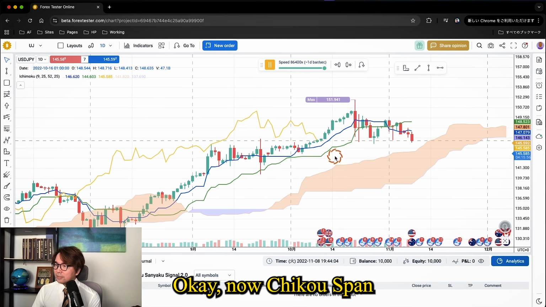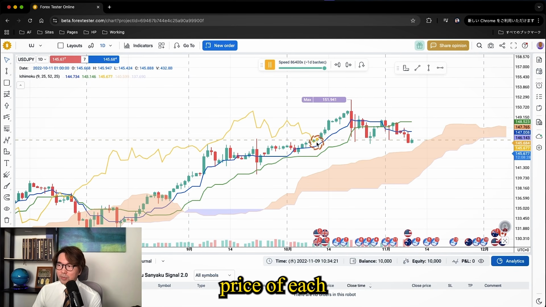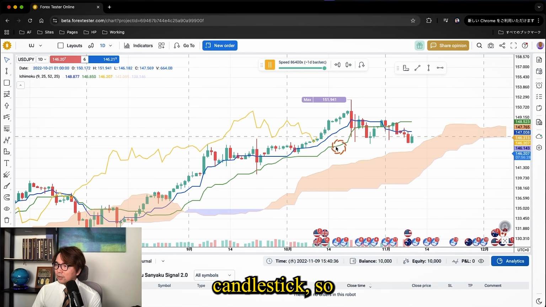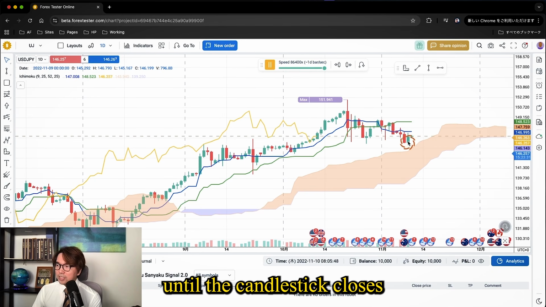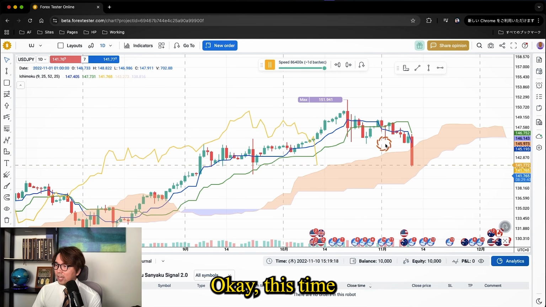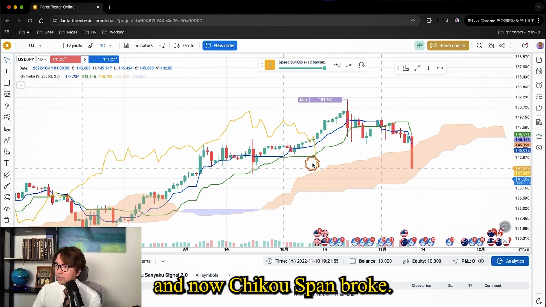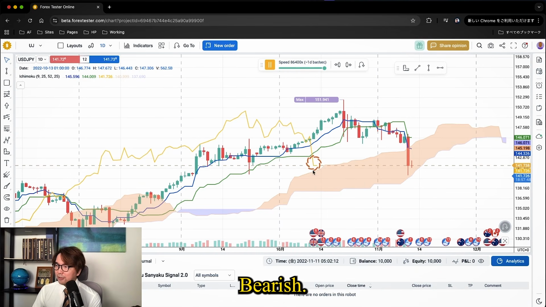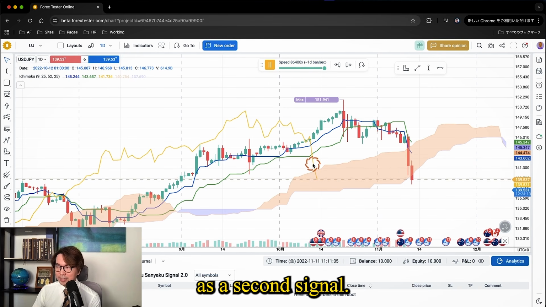Okay, now the Chikou span is about to break the candlestick. The Chikou span takes the close price of each candlestick, so you will never know until the candlestick closes whether the Chikou span breaks or not. Okay, this time the market went down and now the Chikou span broke bearish. So this is where the Chikou span breakout happened as the second signal.